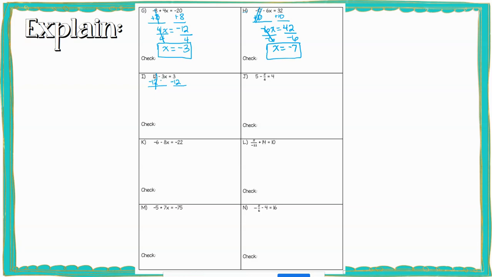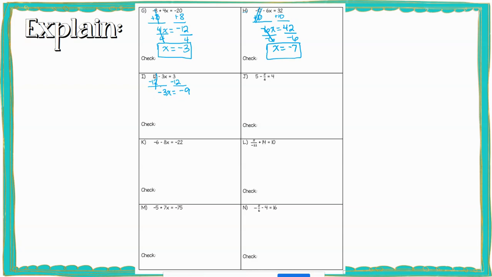On this side, I'm not left with 3x. I'm left with a minus 3x, which means this is negative 3x. Then I have my equal sign, and I'm going to solve 3 minus 12. Well, 3 minus 12 is equal to negative 9.